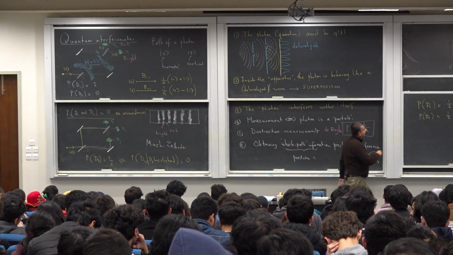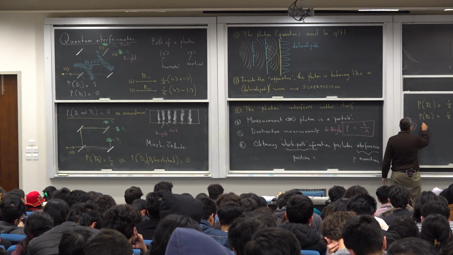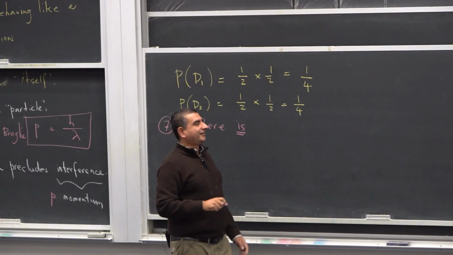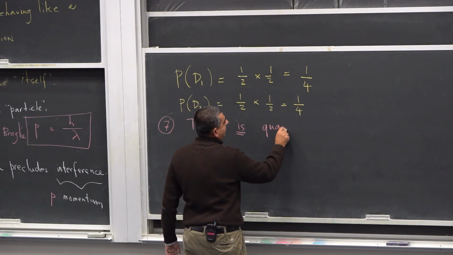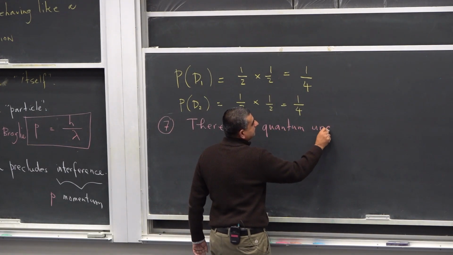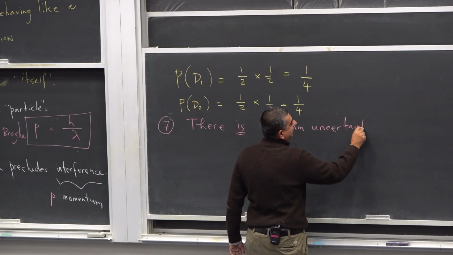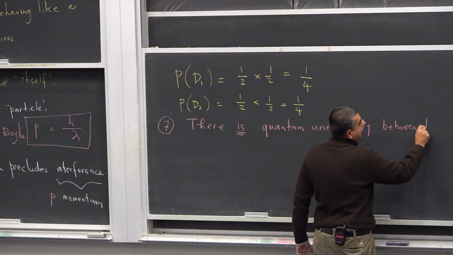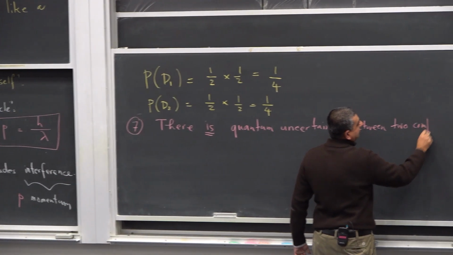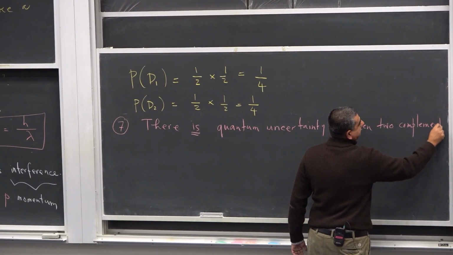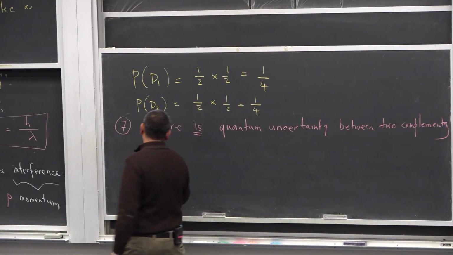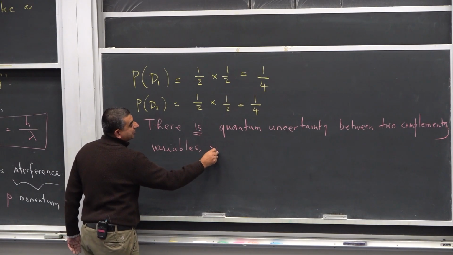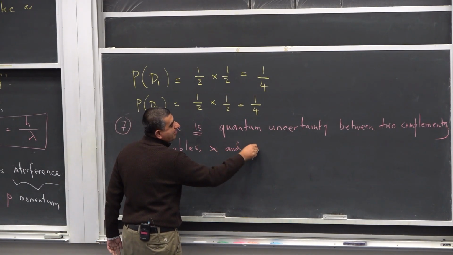So point number 7 that this interferometer demonstrates is that there is quantum uncertainty. And that quantum uncertainty is between two complementary variables or quantities, in this case position and momentum.